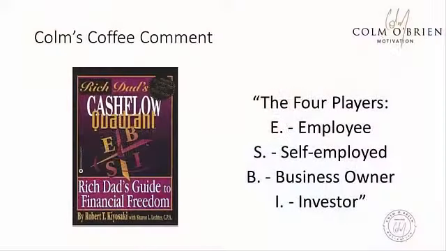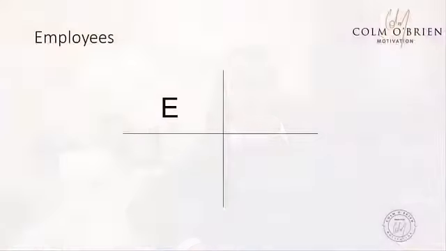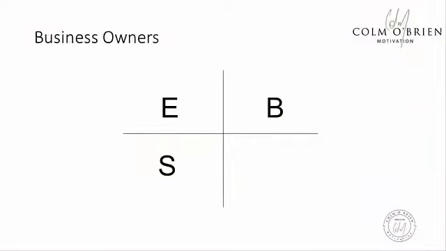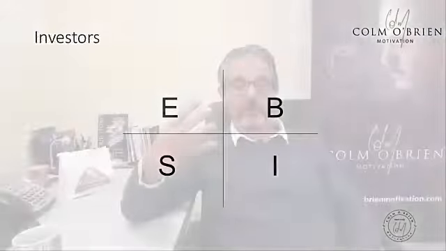In his book, Kiyosaki talks about the 4 players: employees, self-employed, business owners, and investors. And he shows them represented thus in 4 different quadrants: top left, employee; bottom left, self-employed; top right, business owner; and bottom right, investor. Now, there are 4 different types of individual.